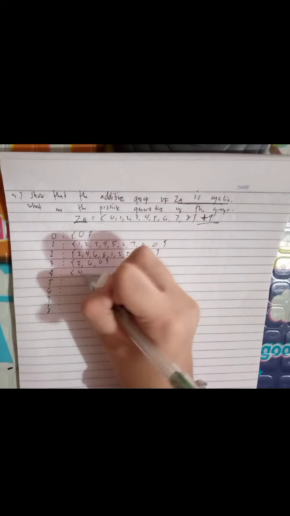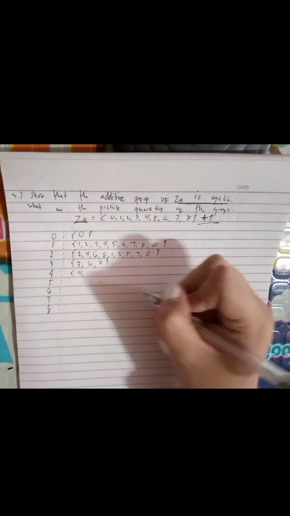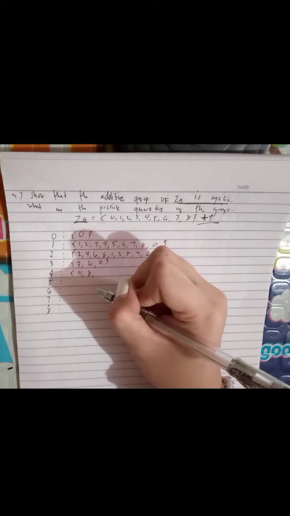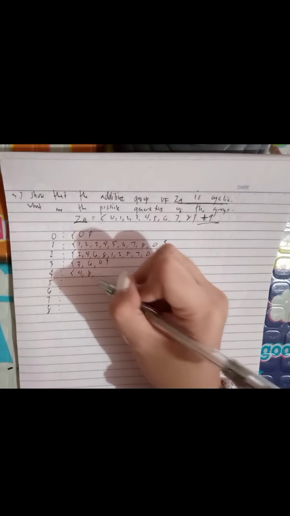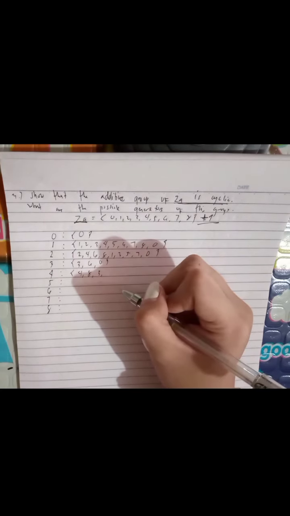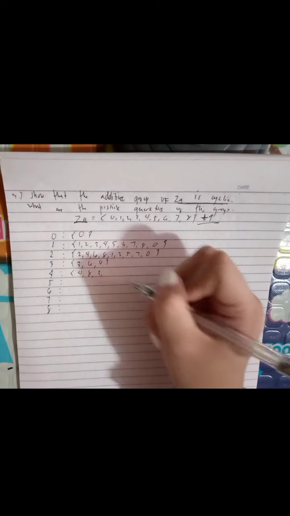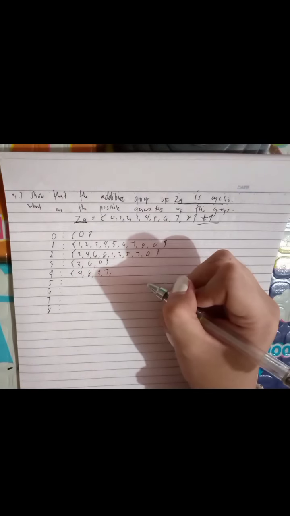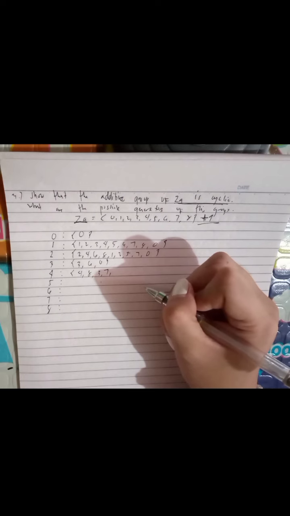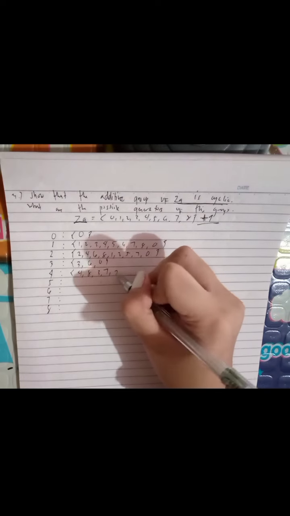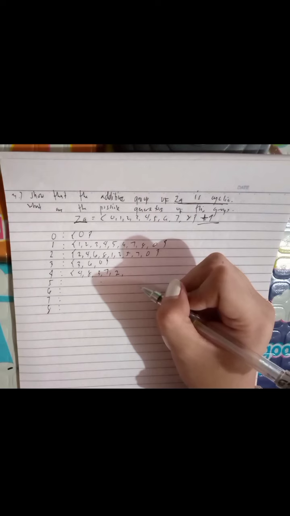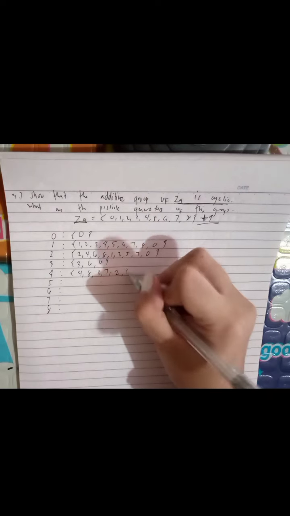So, 4 raised to 1 is 4. 4 raised to 2 is 8. 4 raised to 3 is 12. Modulo 9, so 3. 4 raised to 4 is 16. Modulo 9, so 7. 4 raised to 5 is 20. Modulo 9, so 2. 4 raised to 6 is 24. Modulo 9, so 6.